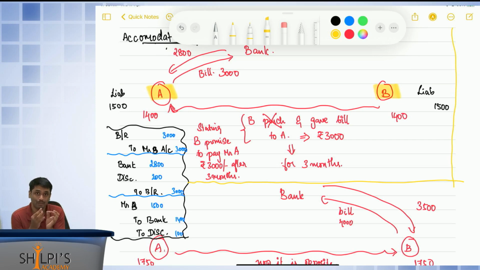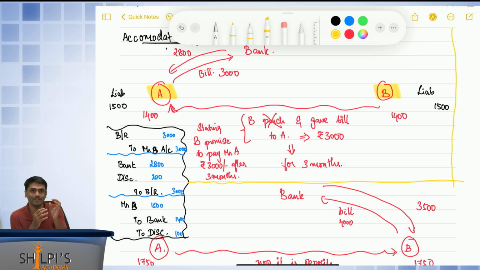Here Mr. A and Mr. B are in need of cash. So what they will do, they will enter into an agreement saying neither I have cash nor you have cash. Let's go to a bank, let's get a bill discounted and we'll get cash from the bank. So how is this going to happen?